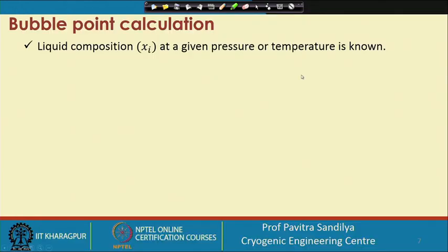Now, with this knowledge of how to find out the K and the alpha, that is the relative volatility, we are now ready to go back to the bubble point calculation and dew point calculation, which we did earlier for the binary systems. In this case, suppose for the bubble point, we are given the liquid phase composition, and we have to find out the vapor phase composition when the first bubble of vapor gets formed at a given temperature and pressure.